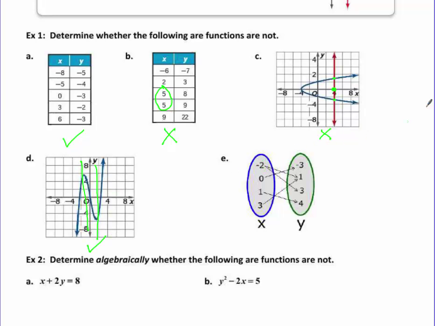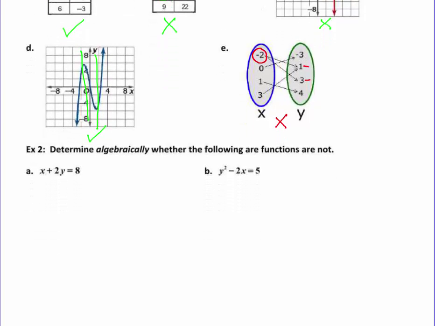And come over here. We've got -2 right off the bat goes to 2 different values. So that is not okay because we have one x value that's producing 2 different y values. So that's not a function.